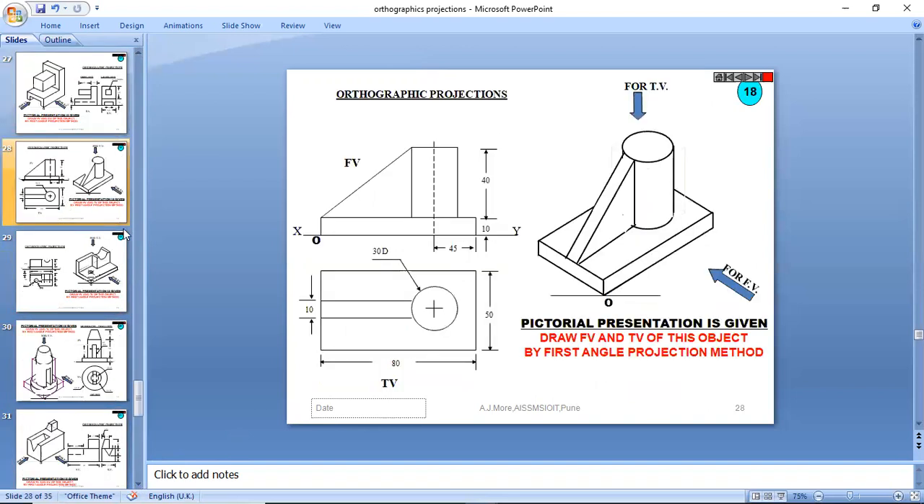Then in this figure, draw the front view and top view of the object by the first angle projection method. This is a three-dimensional object, and you have to draw on the reference line, looking in the direction of the front view and the direction of the top view.